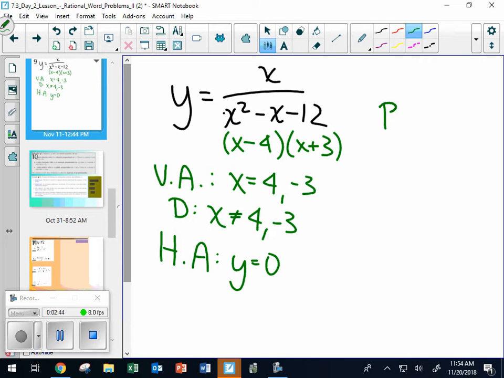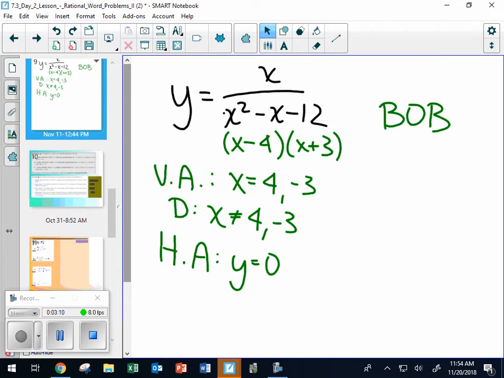Bob? Bob's a cool guy. And because Bob has an O in the middle of his name, he likes O's or zeros. So Bob tells us that we know that our horizontal asymptote here is at y equals 0.